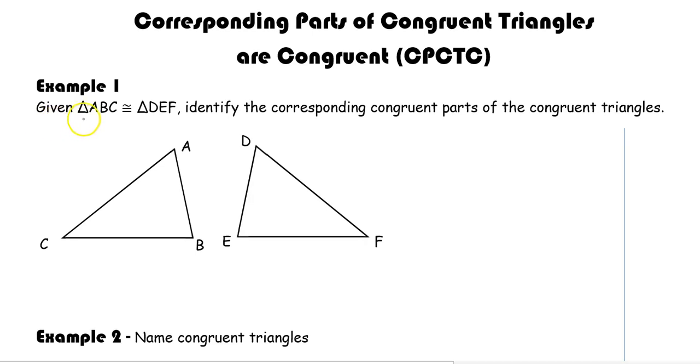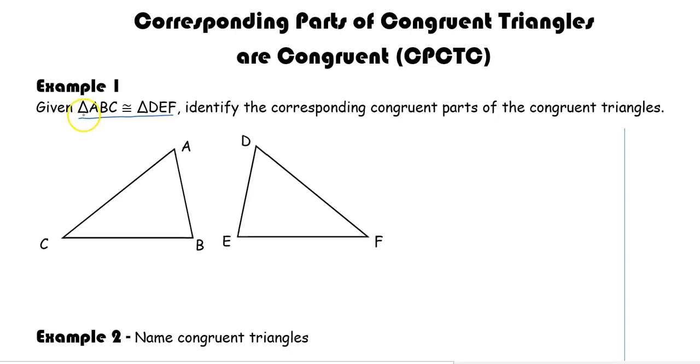We know that triangle ABC is congruent to triangle DEF. The two triangles are congruent, which means they have the same shape and the same size. We want to identify which pieces are corresponding, and therefore we can identify which pieces are congruent. It's all about the statement. The statement tells you everything that you need to know.